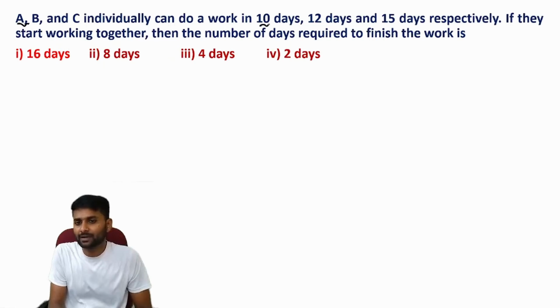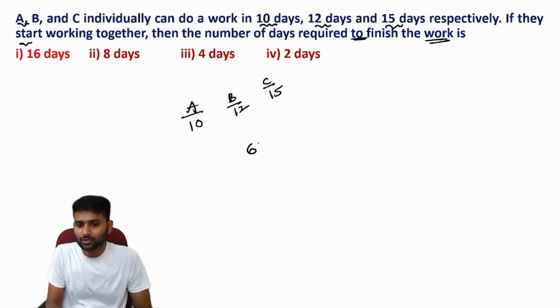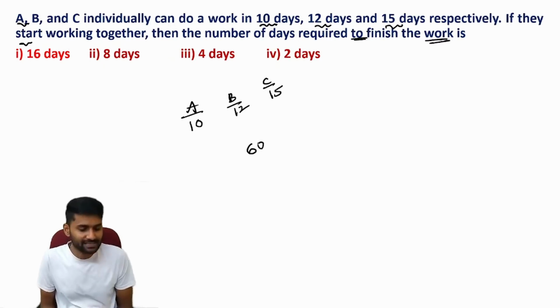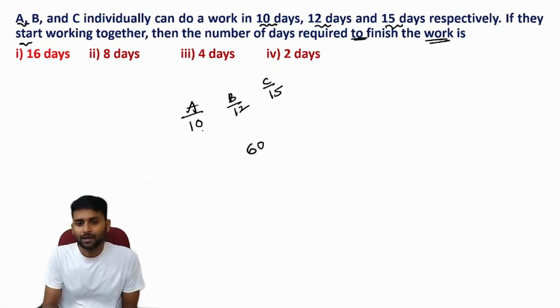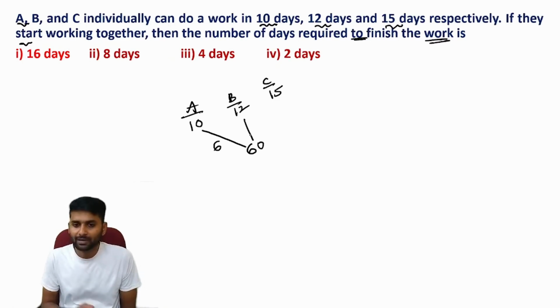A, B, C individually can complete the work in 10 days, 12 days, 15 days respectively. If they start working together, what is the number of days required to finish the work? Now see, A takes 10 days, B takes 12 days, C takes 15 days. Here the total work is exactly equal to 60 units, the LCM of 10, 12, 15. 60 units of work completed by A in 10 days, here the efficiency is 6 units. By B in 12 days, efficiency is 5 units. And by C in 15 days, efficiency is 4 units.